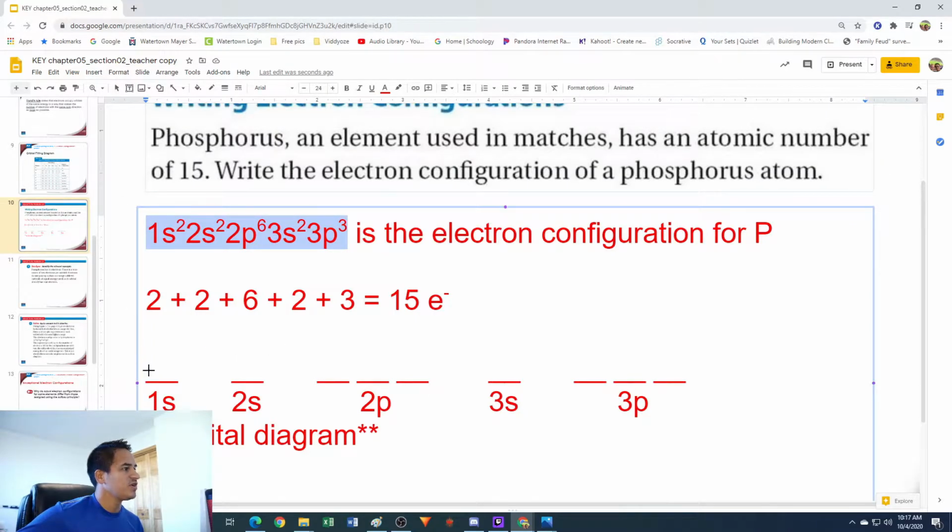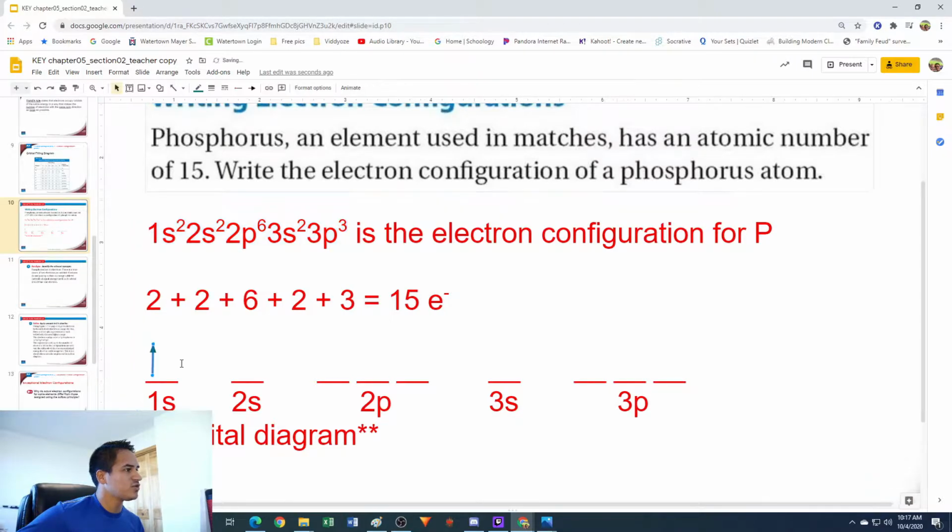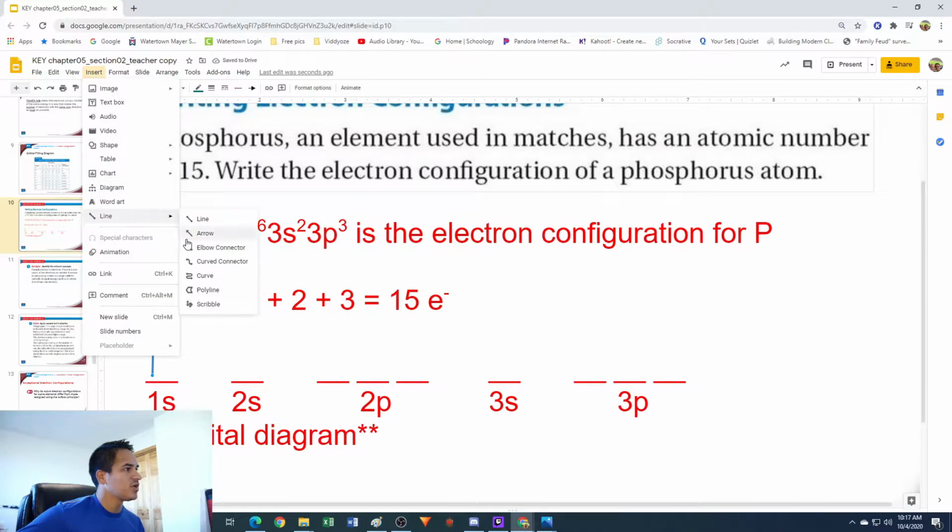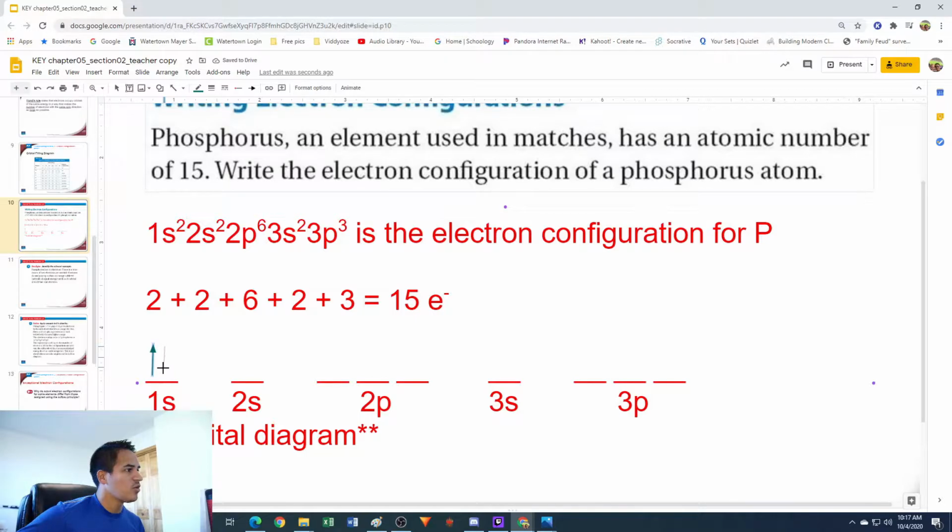Perfect. Okay, so we have an arrow. So we're going to draw an up arrow, because this is one electron in the 1s orbital. Then we're going to draw another arrow going down. Okay, so that's the down, that's the other electron. So this is showing the first 2 electrons in the 1s orbital.